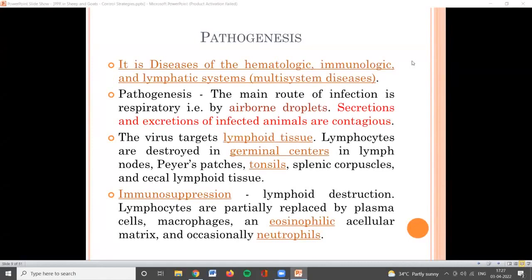The virus mainly targets lymphatic tissue, and lymphocytes are destroyed in the germinal centers in the lymph node, Peyer's patches, tonsils, splenic corpuscles, and cecal lymphoid tissue. PPR disease causes immunosuppression, that is lymphoid destruction. Lymphocytes are partially replaced by plasma cells, macrophages, eosinophilic acellular matrix, and occasionally neutrophils.